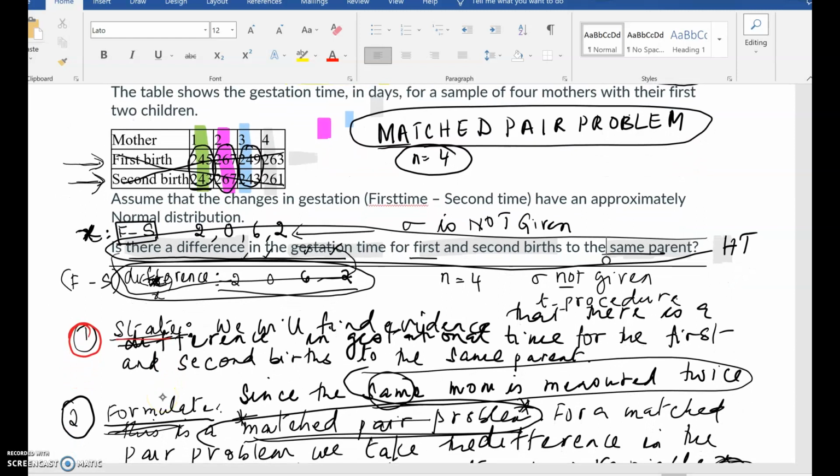And the minute you say the word evidence, write down your p-value, which is between 0.10 and 0.20. We do not have enough evidence to prove that there is a difference in the gestational time for the first and second birth to the same parents, right? So we failed to reject H0. So the way we say it is we do not have evidence.